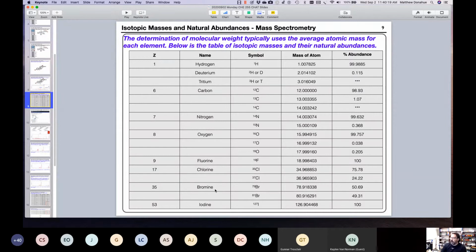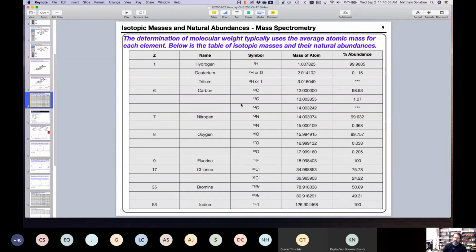So let's look at bromine, 79 and 81. What is this ratio here? So it's 1 to 1. So again, if you look at the parent ion and you see two peaks in a 1 to 1 ratio, you can say I'm reasonably certain that has bromine in the molecular formula. Iodine is a single isotope. It's 100% abundant.